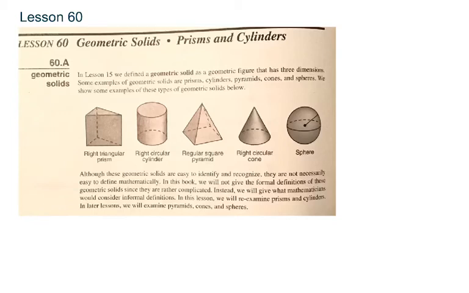This is Lesson 60 from Saxon Algebra 1. It starts in Lesson 60 talking about geometric solids. They referred many lessons ago to geometric solids and defined them as a geometric figure that has three dimensions.